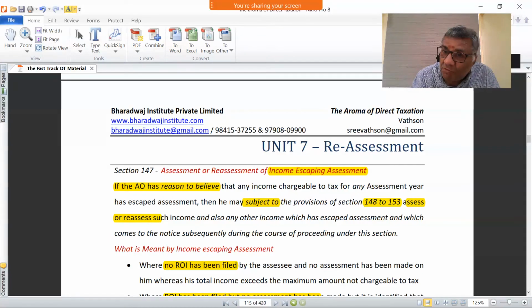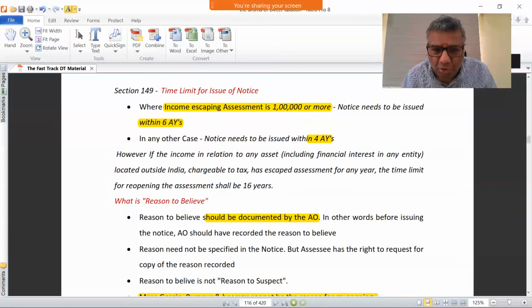If the assessing officer has reason to believe that any income chargeable to tax has escaped assessment for any assessment year, 4 years or 6 years, he may issue notice subject to the time limit. There is no time limit provision given, the internal management, tax rates prevailing on that date and completion of assessment. Assess first time, reassess again such income. Such income means the income for which notice has been issued.